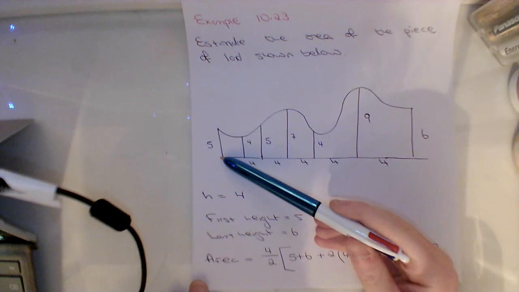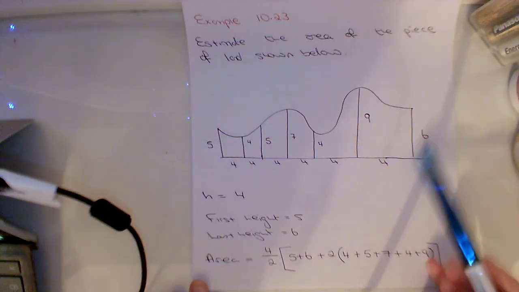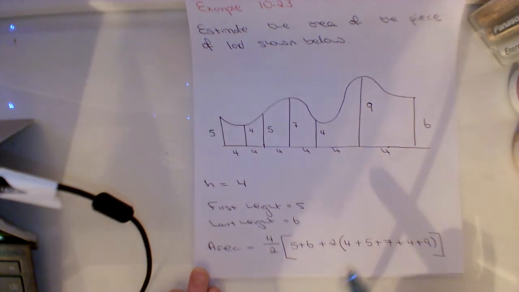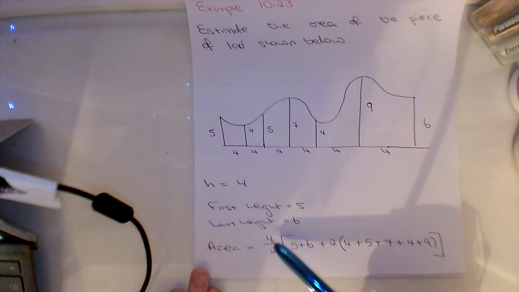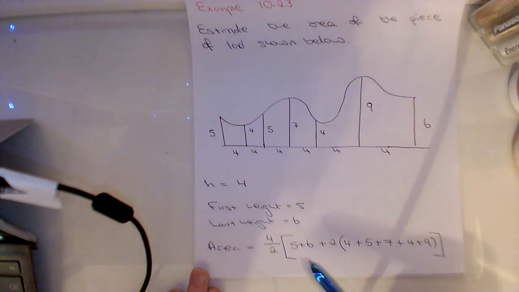So then I fill in my formula. My formula was h over 2. We just figured out that my common difference h was 4, so this will be 4 over 2. In the bracket, it's going to be my first and my last height. My first height is 5, my last height is 6, plus 2 times all the heights in between. So it'll be 4 plus 5 plus 7 plus 4 plus 9.